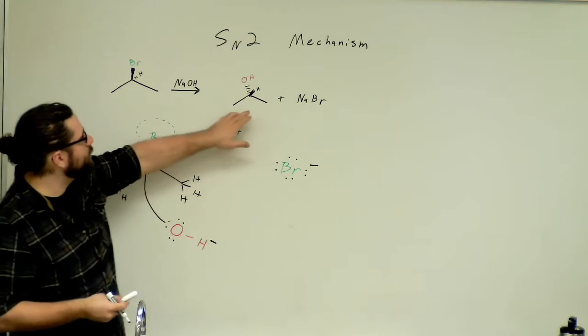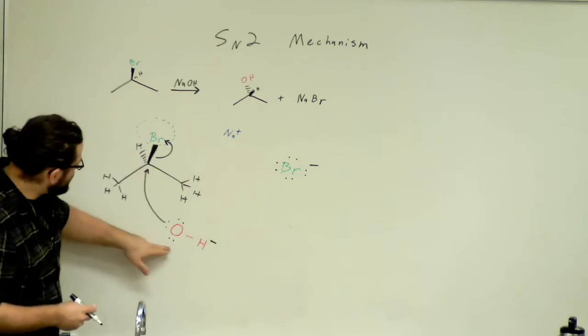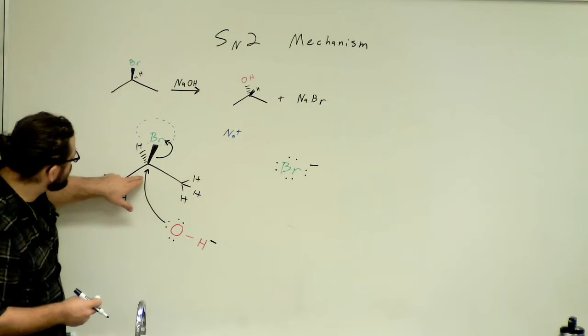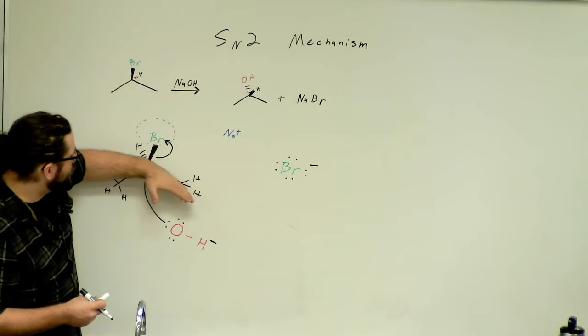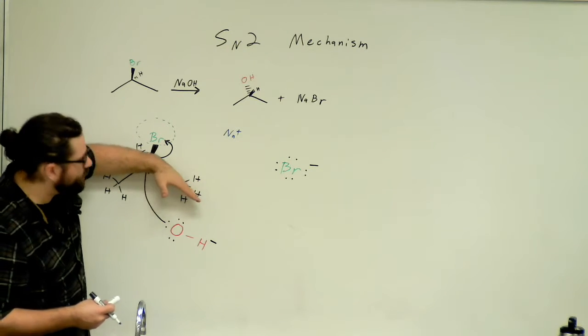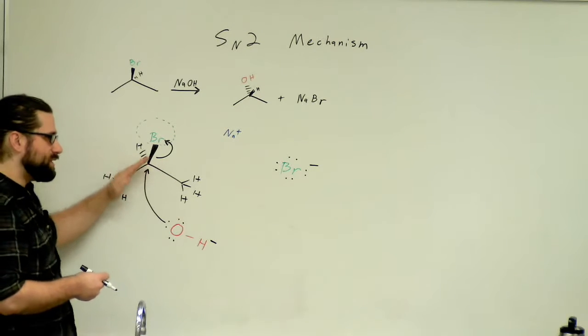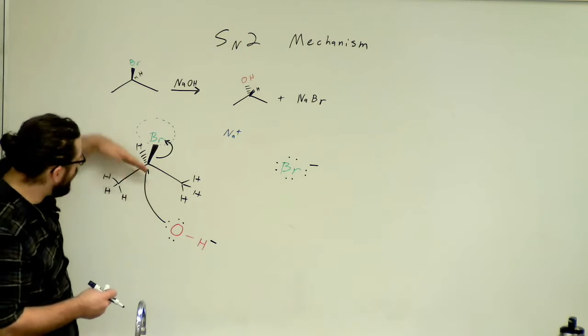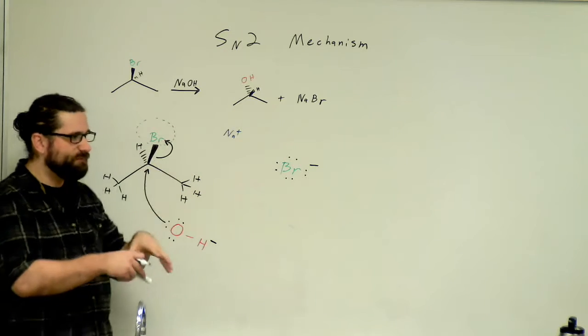Well, we know up here it's going to be this propanol. But since it's attached from the back side, suddenly this methyl group here goes from being pushed away by the bromine to being pushed away by the hydroxide. Same thing on this side. It goes from being pushed down from the bromine to being pushed up from the hydroxide. That's why my stereochemistry gets flipped.